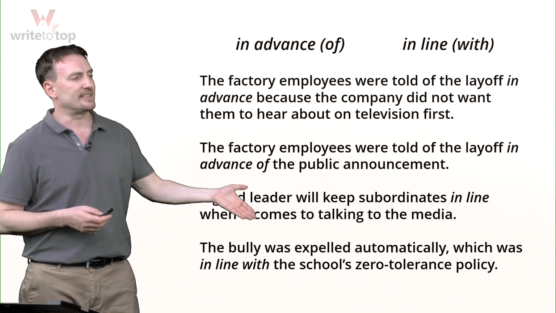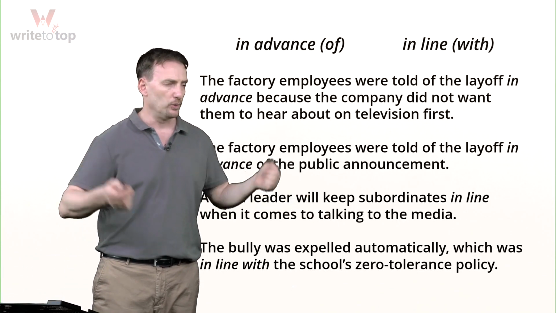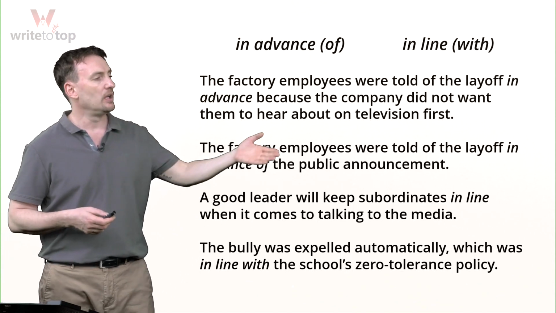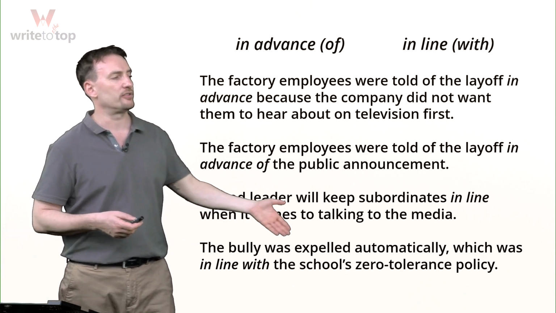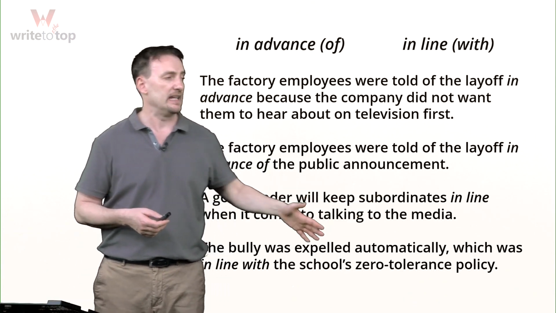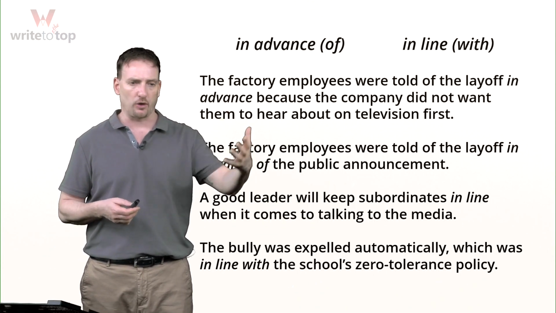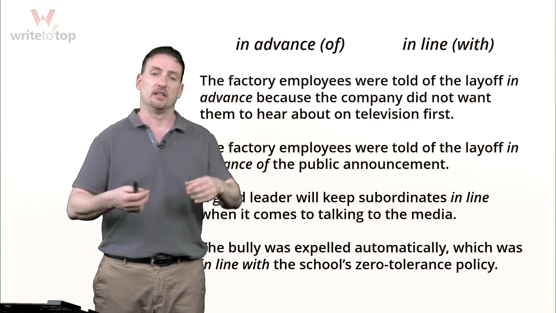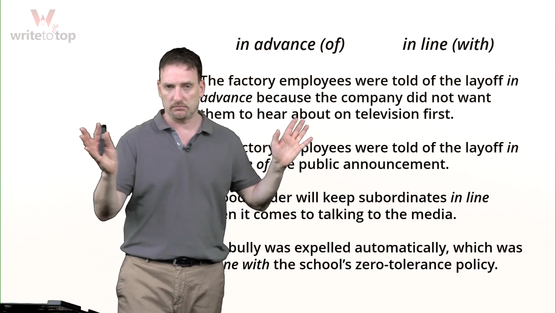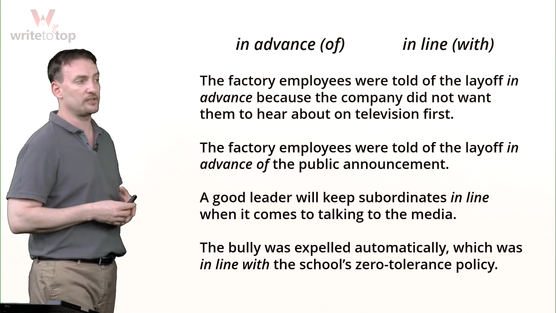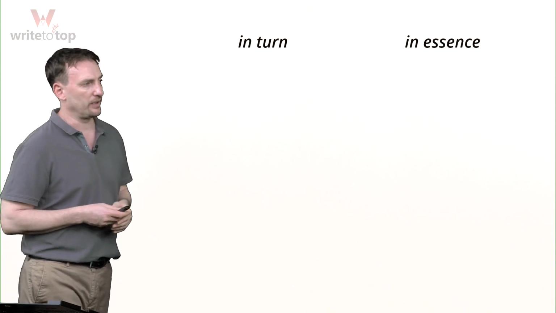The bully was expelled automatically. This is in school, kicked out of school, which was in line with the school's zero tolerance policy. So in line with the policy means in agreement with, like according to the policy. You bully someone, you get kicked out. Zero tolerance, no excuses. Okay, so in line with.